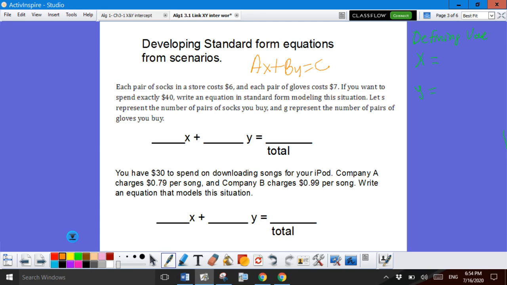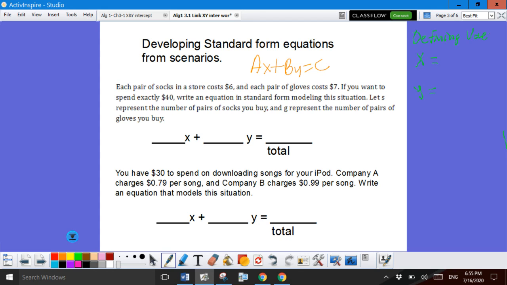And the way that we determine who is X and who is Y is just who comes first in the story problem, because X comes first in the alphabet. So let's go ahead and read this problem once and then go back and look for the important information. Each pair of socks in a store costs $6. Each pair of gloves costs $7. If you want to spend exactly $40, write an equation in standard form modeling the situation. Let S represent the number of pairs of socks you buy and G represent the pairs of gloves you buy.